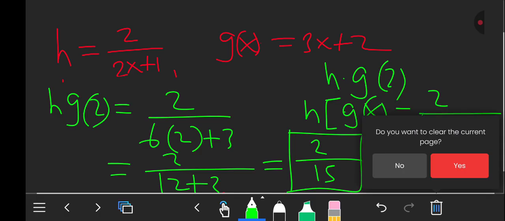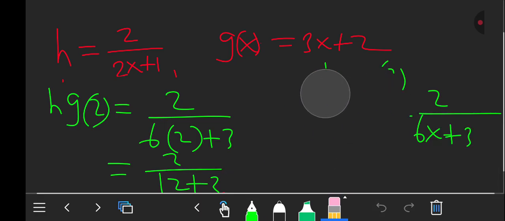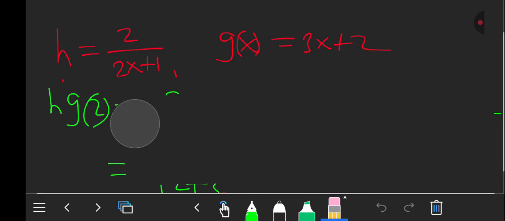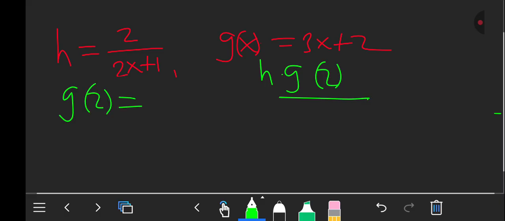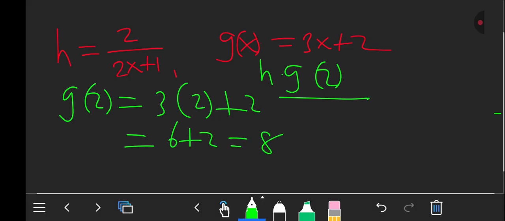Now let me show you method 2. If you want to find it in a shorter way, in case you don't have to find h of g, since they are looking for hg of 2, the first thing is to substitute 2 in this g of x. So I'll say g of 2 is equal to, where there is x, I'll substitute 2. So it will be 3 times 2 plus 2, that is 6 plus 2, and it will give us 8. So we are finding that g of 2 is equal to 8.